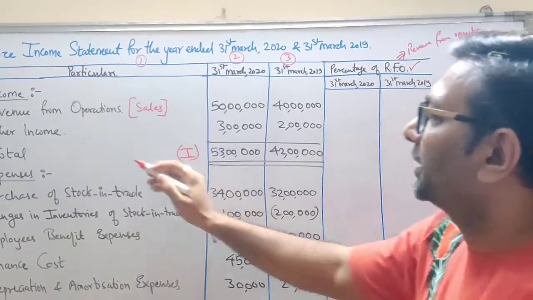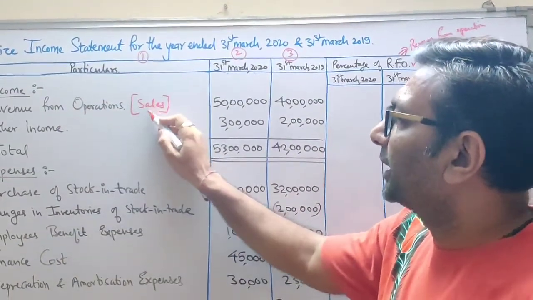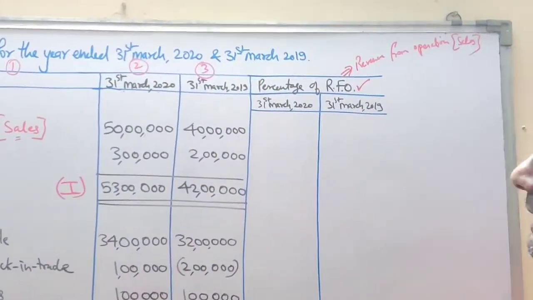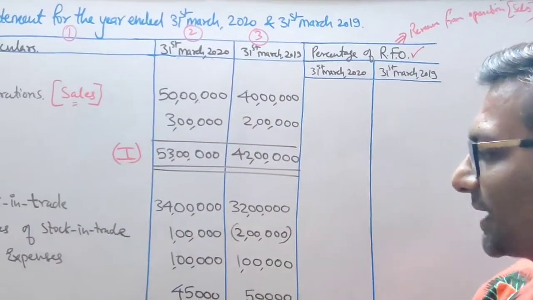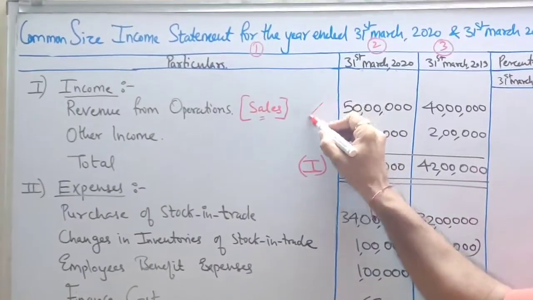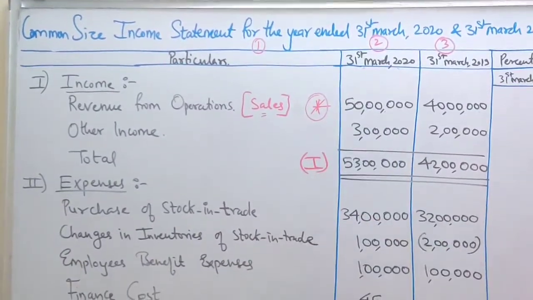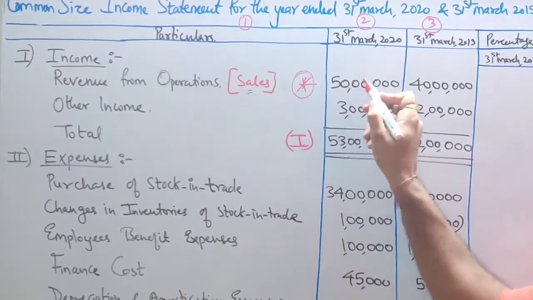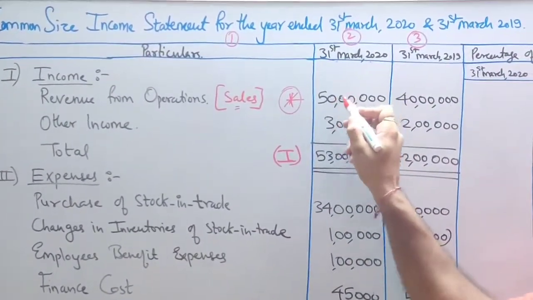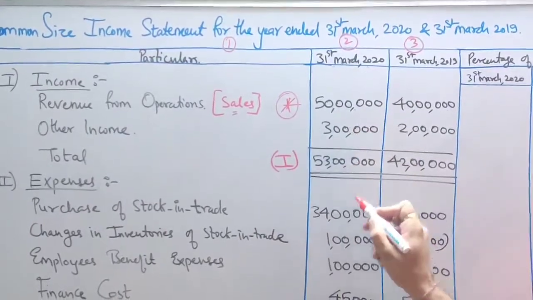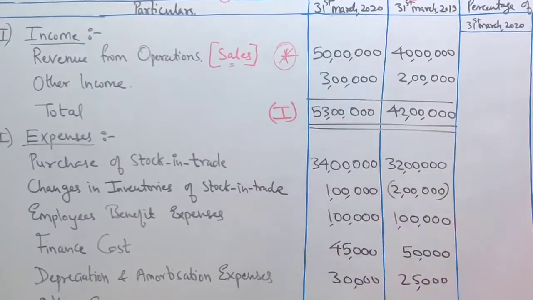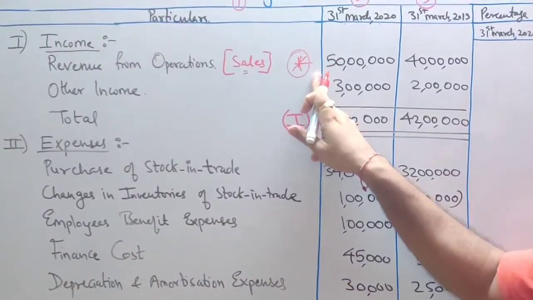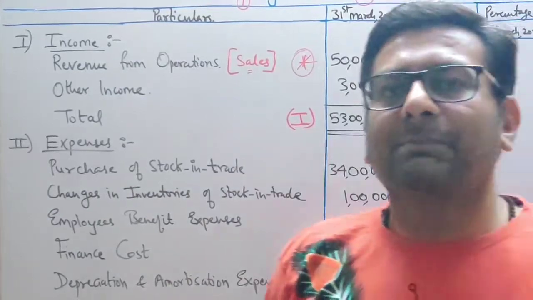See here, I have written it already. Revenue from operation. What does it mean? It means sales. So you will take sales as a common item. When you make a common size income statement, this is your common item. I am putting an asterisk here. This is your common item. With reference to this amount, you are going to find the percentage for each and every amount in the statement. So understood, students, which is the common amount here? Your common amount is 50 lakh. I hope I am clear with this.